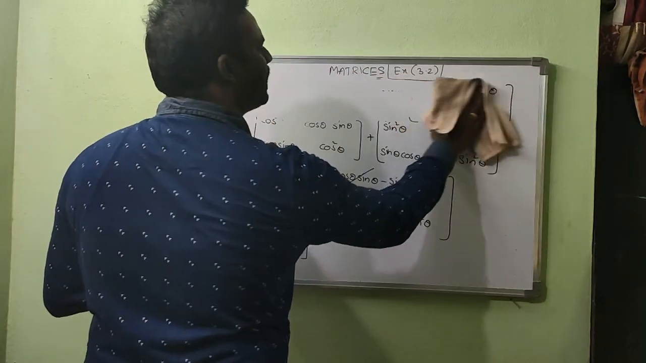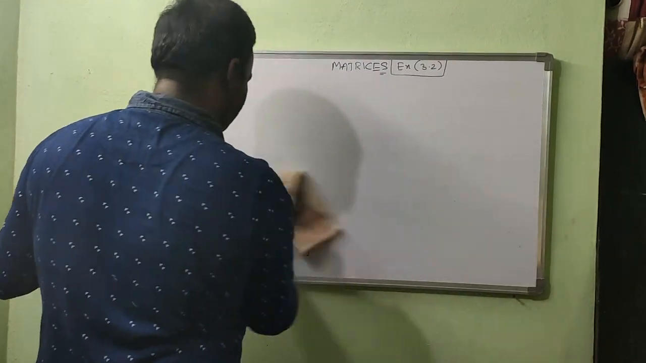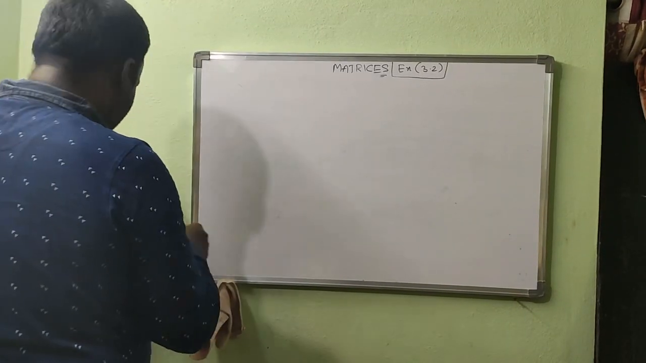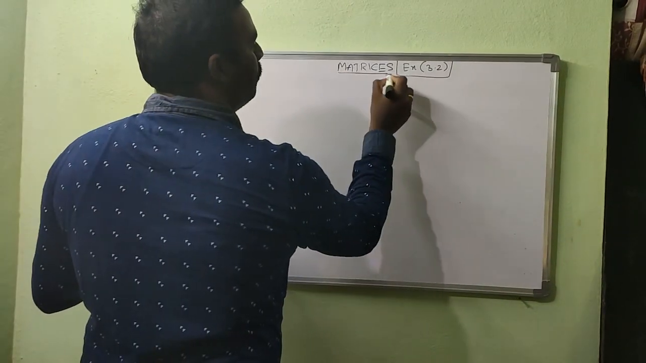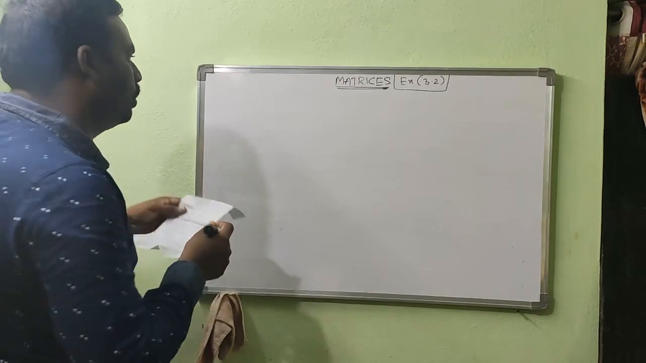Next, I am explaining question number 3. It is important for 3 marks. This model we already discussed. Once again I am explaining one more question. One question I will explain, one question I will give as homework.